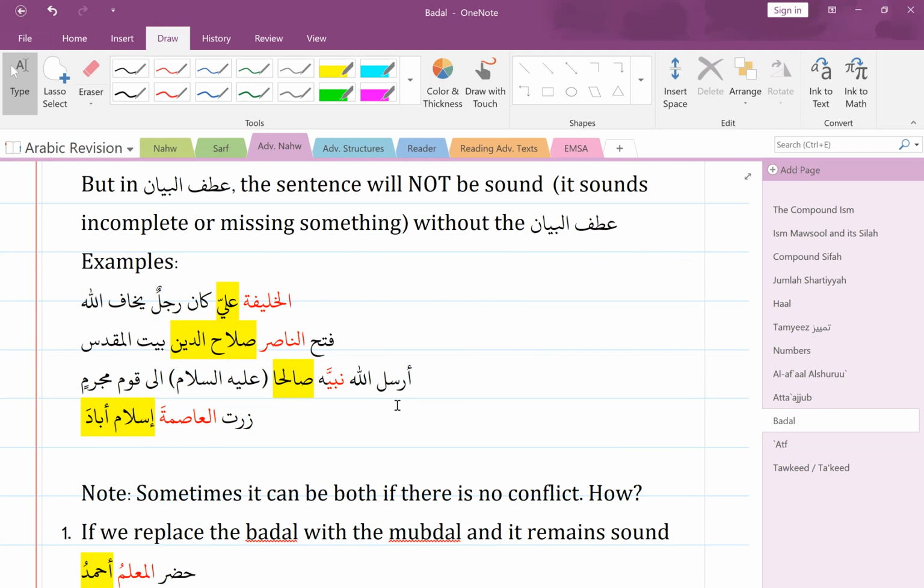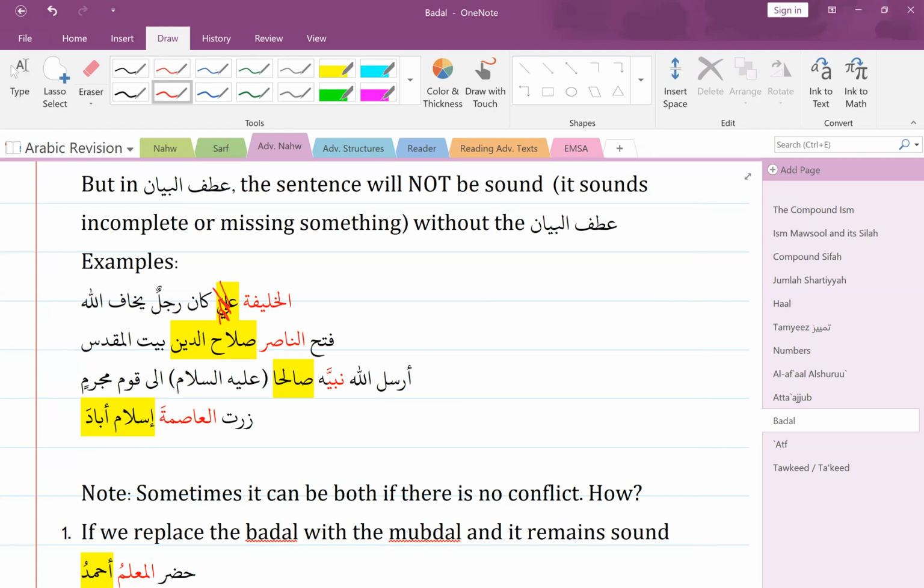Harun al-Rashid, Abu Bakr, Umar. Like, who are you talking about? Umar ibn Abdul Aziz. Which one? There's so many Khalifas, right? But if I say Al-Khalifa to Ali, oh, then you're like, oh yeah, I know. Okay, you've given me all the information. Now I understand exactly who you're talking about. So you see, if you remove the Atful Bayan, there's something missing. The information is not complete.